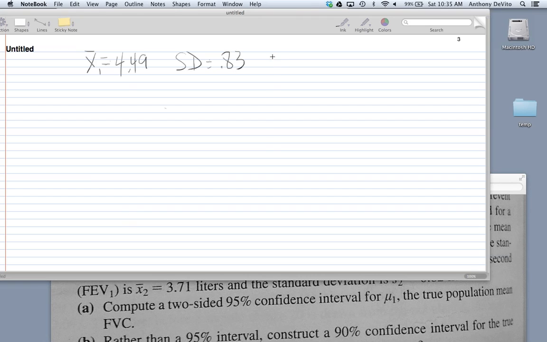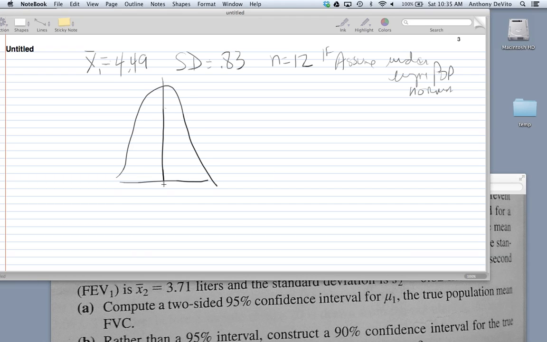Now I'm going to take a sample size of 12. If I assume the underlying population is normal, then the distribution of the means of samples of size 12 should be normal also. I can assume that because the underlying population is normally distributed. So the mean of my sample distribution is going to be 4.49, and the standard error is going to be equal to 0.83, my standard deviation, divided by the square root of n, which is 0.83 over the square root of 12.